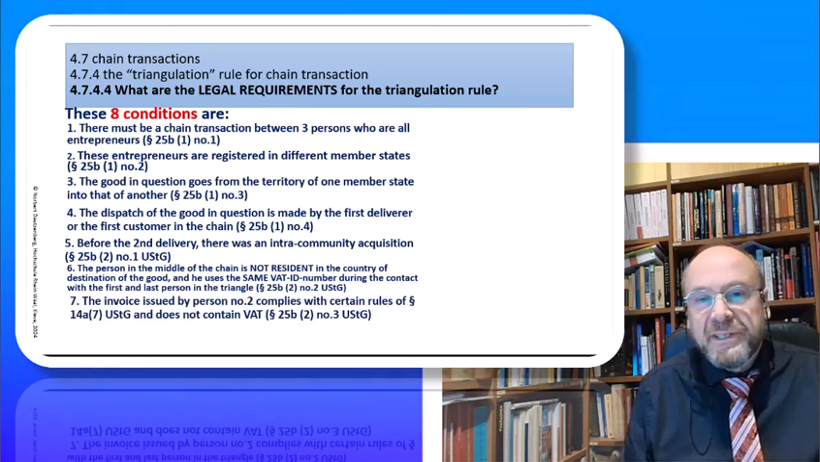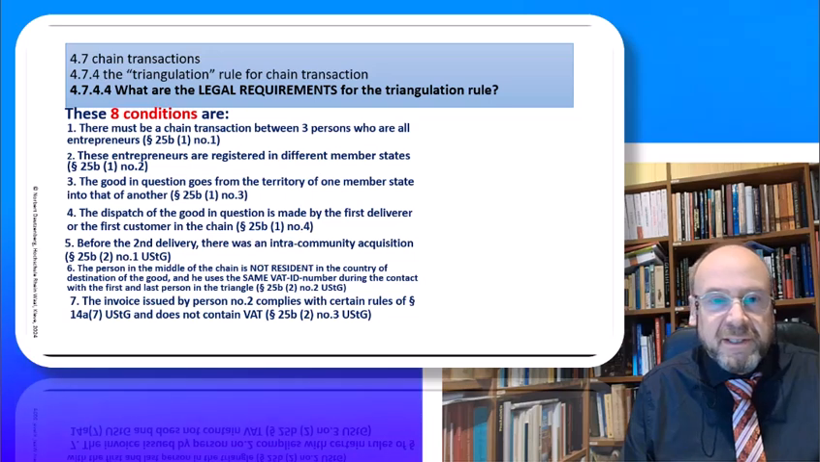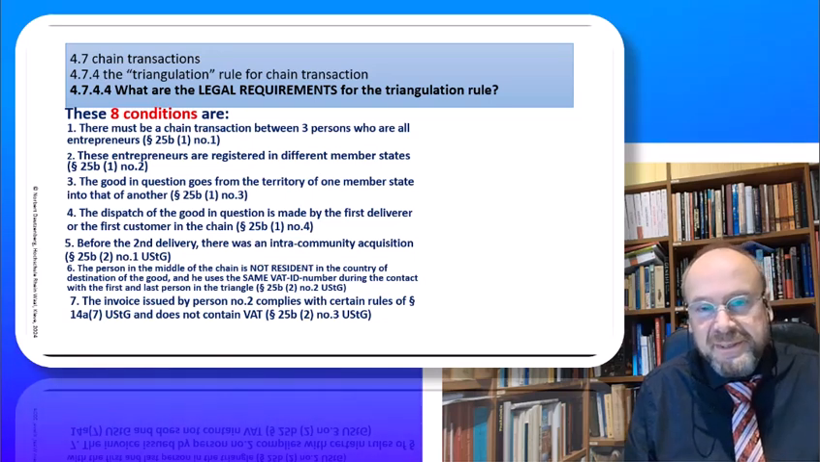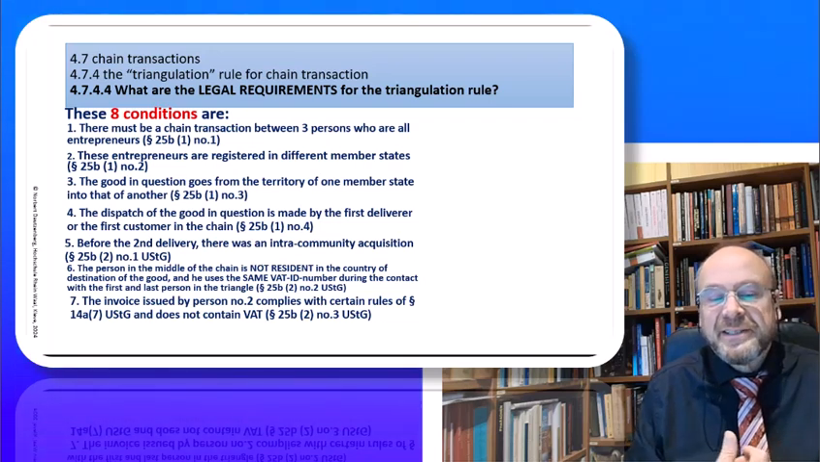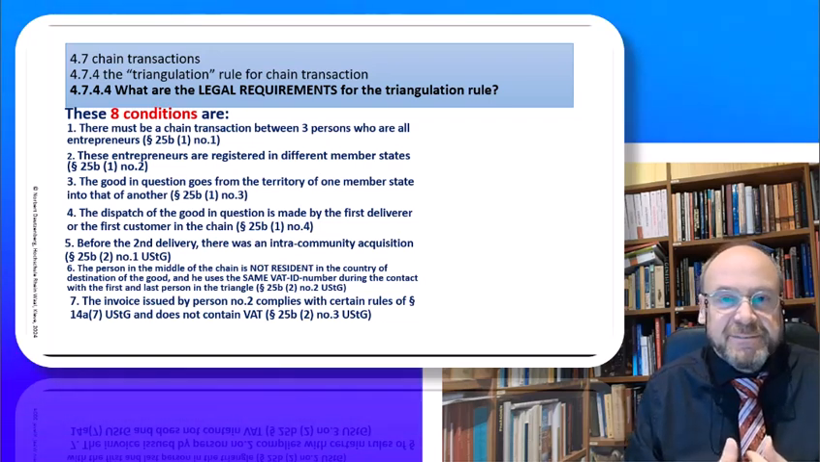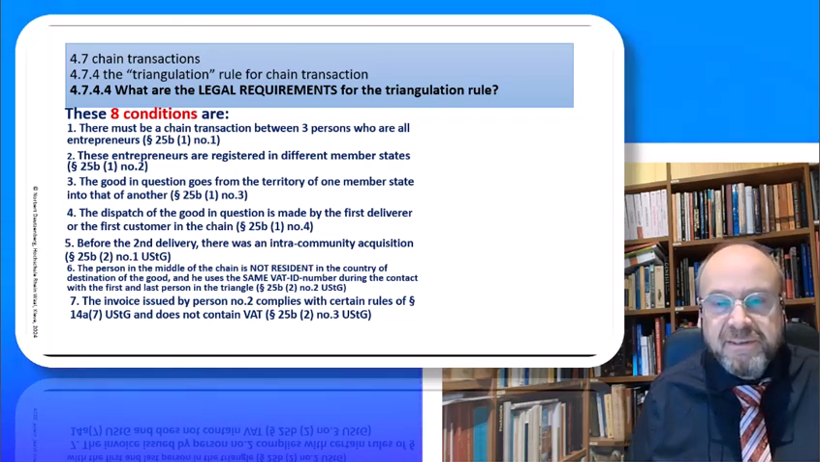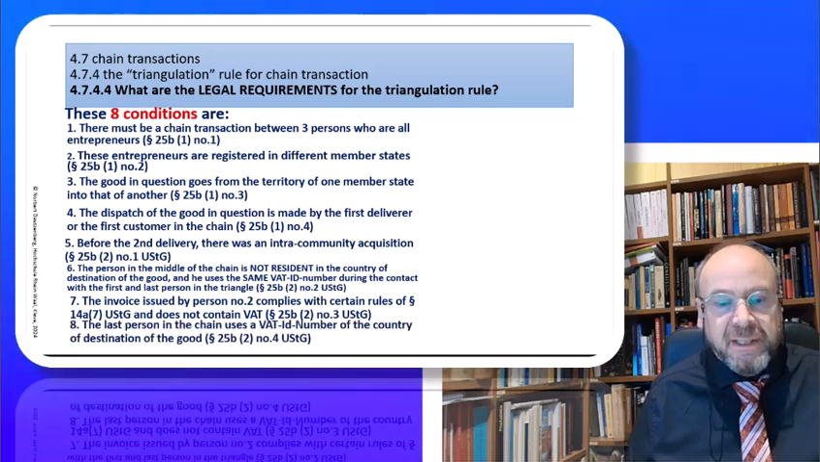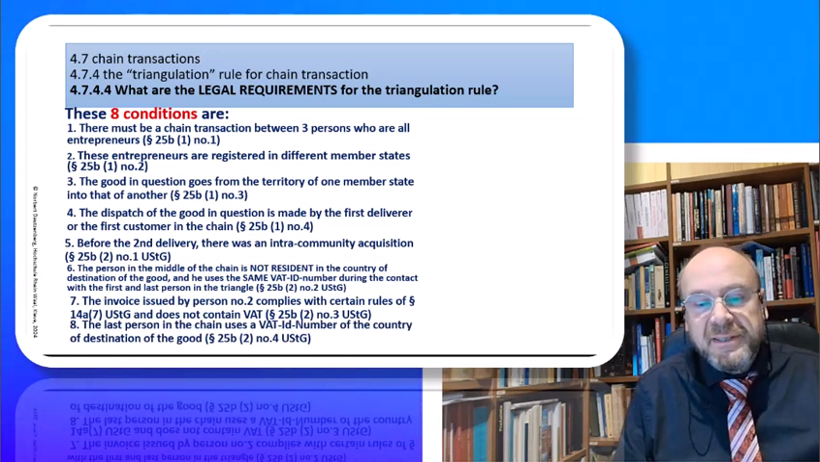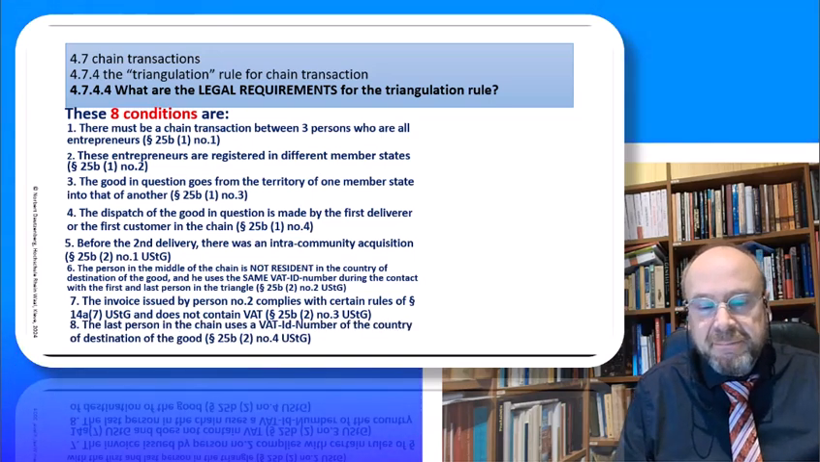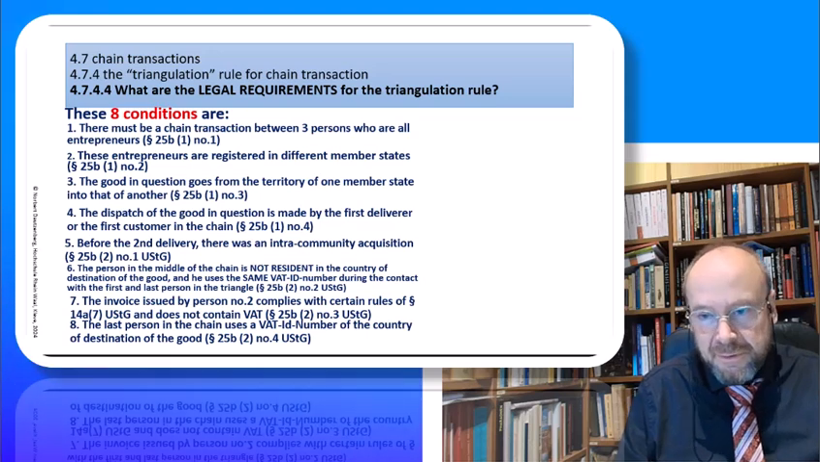The invoice issued by the person in the middle must not contain VAT, but must contain a hint, a clear remark which informs customer C, the last one in the chain, that he is forced to pay the VAT for the transaction in question. And the last person in the chain must have a VAT ID number of the country of destination of the good.